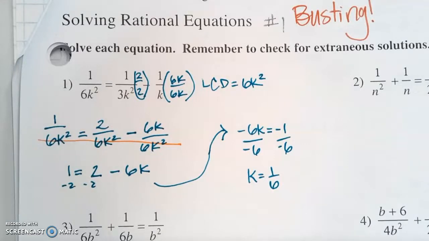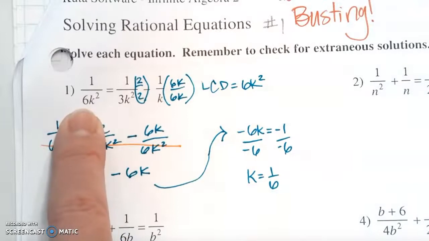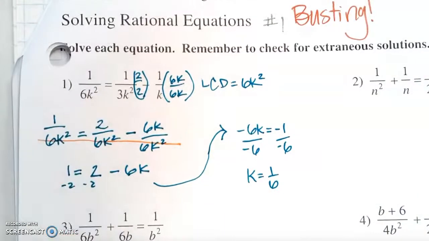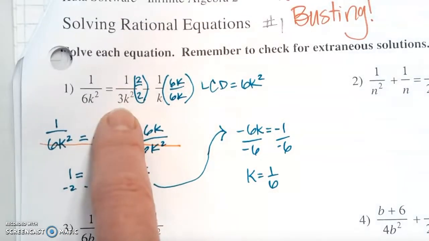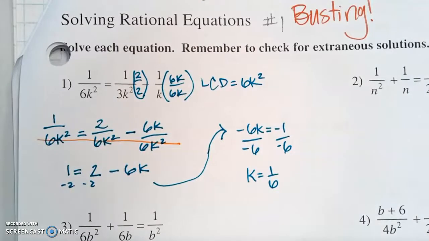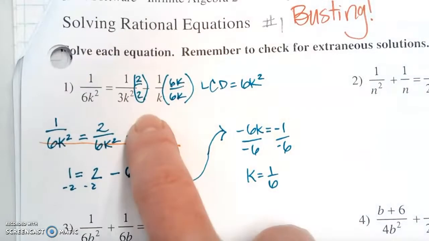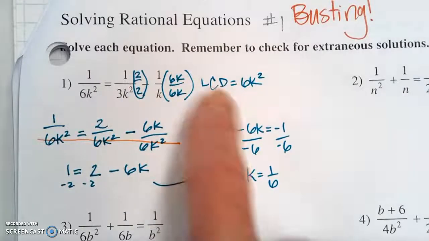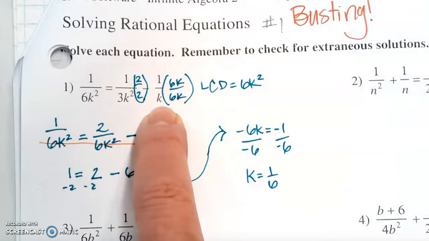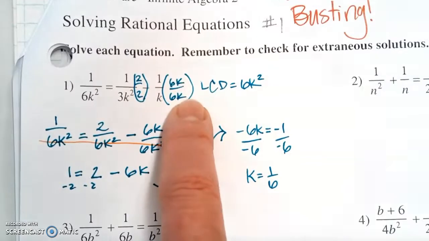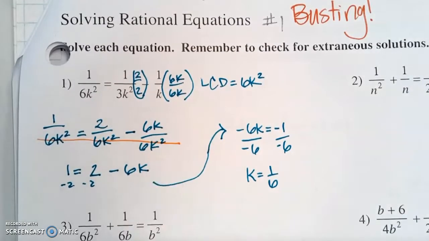On the left side of the equal sign, the expression already has 6k squared, so it doesn't need to be multiplied by anything. On the right side of the equal sign, our first expression has 3k squared in the denominator. So to get it to 6k squared, I need to multiply it by 2 over 2. And the second expression on the right side only has a k, so I need to multiply by 6k over 6k. Everybody with me so far?